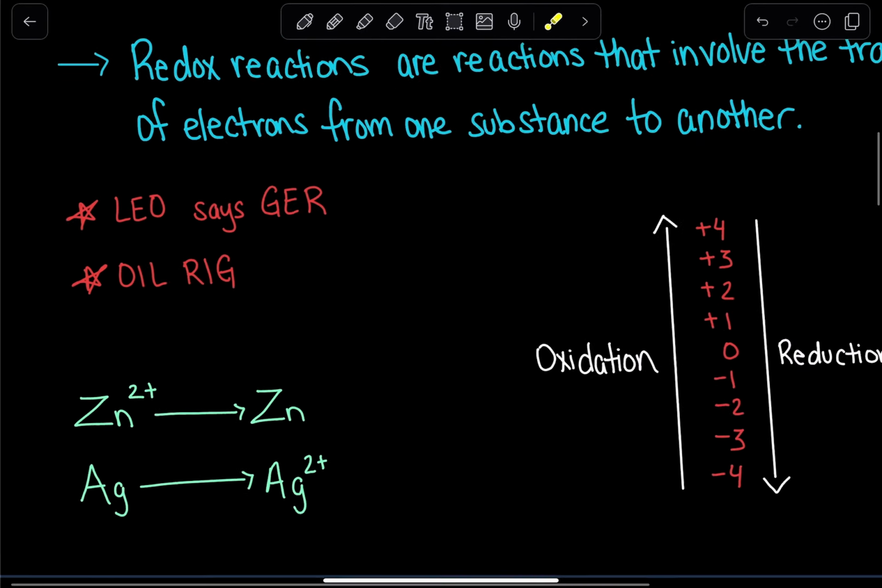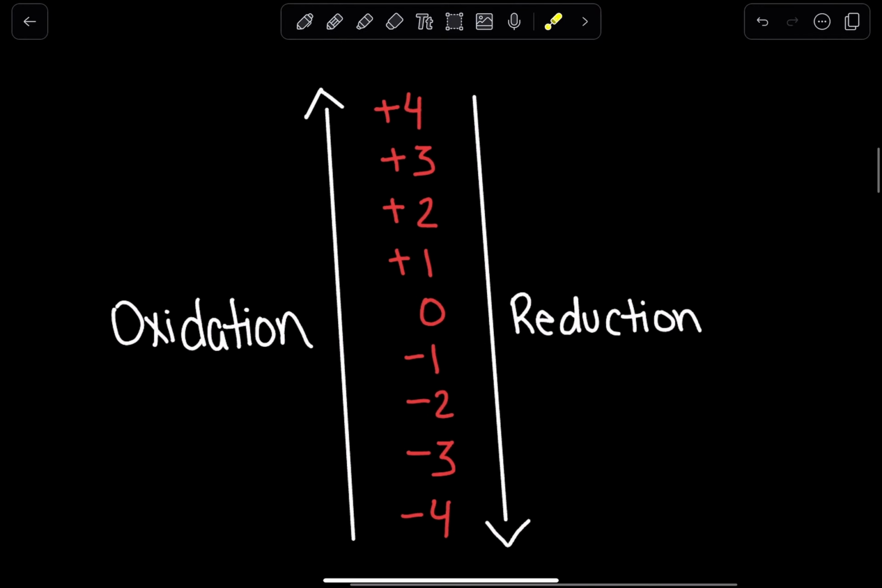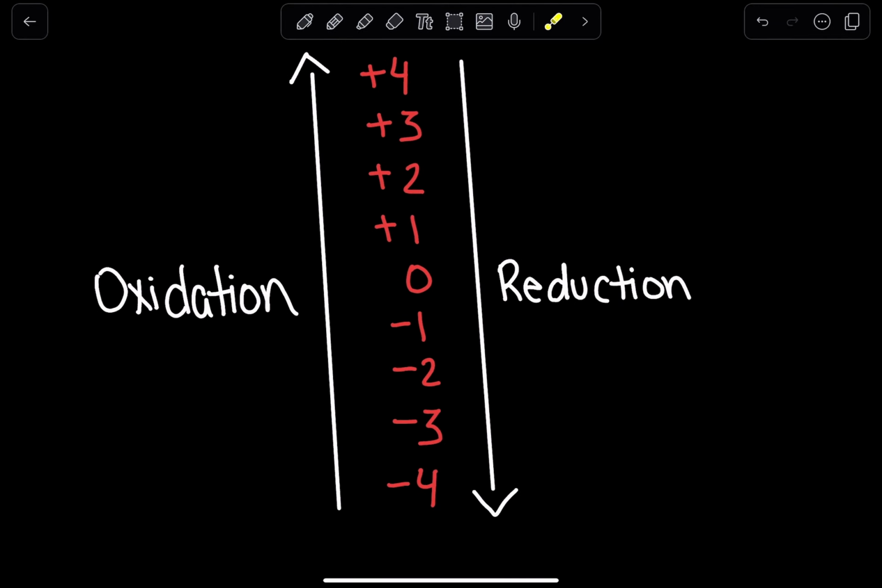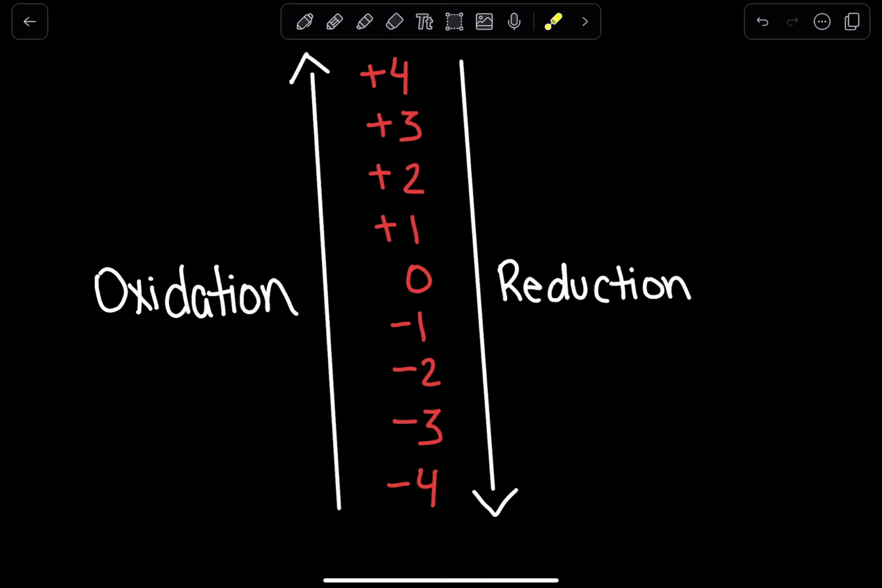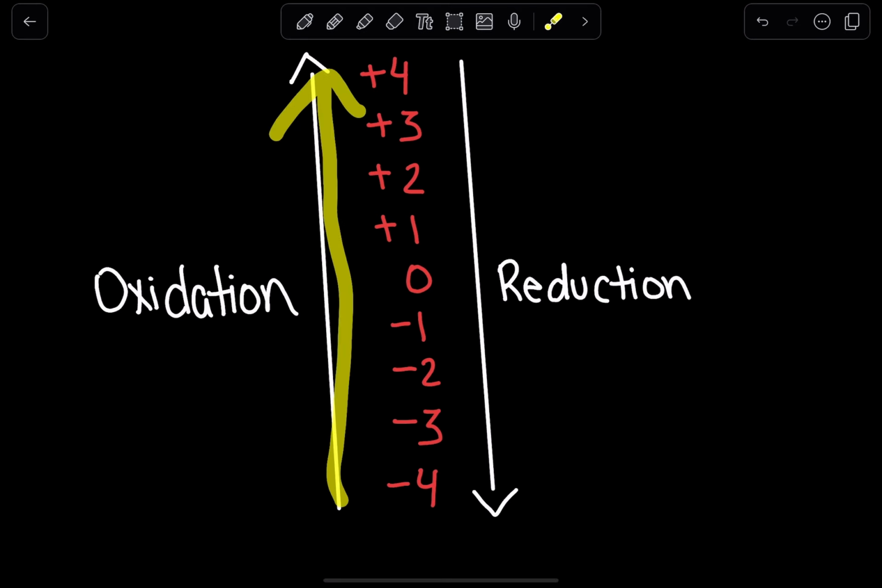Now, as I mentioned before, when you're being reduced, you are gaining electrons. Electrons are negatively charged, so you are moving towards the negative direction. But when we talk about oxidation, oxidation is losing electrons, so you're losing negative charge and you're moving towards a positive direction.